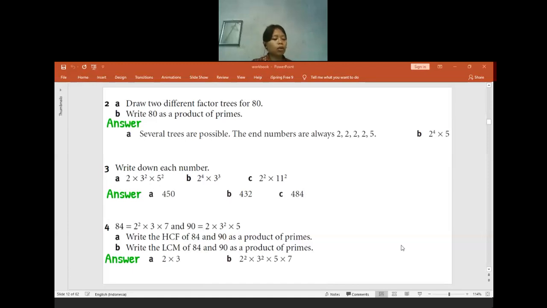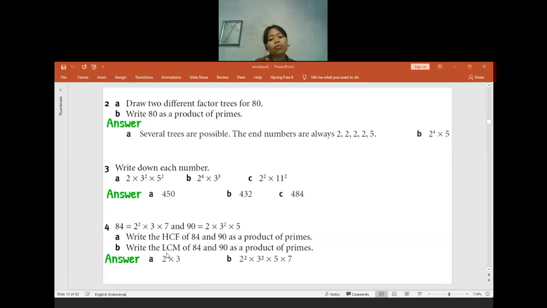You can simplify 2 times 3 as 6, but keeping it as 2 times 3 is also okay, because the question is asking for a product of primes. So keep it as 2 times 3. Do not change it into 6, because the question asks you to write it as a product of primes.